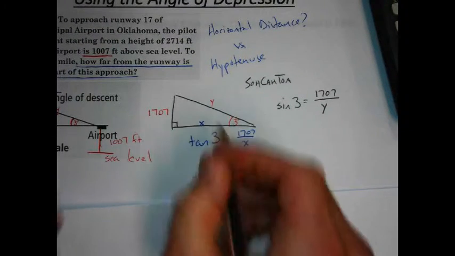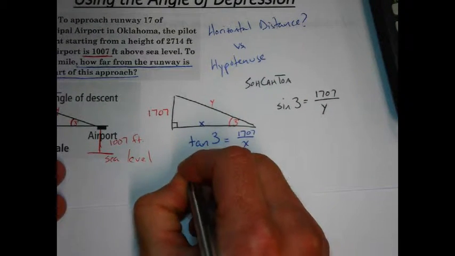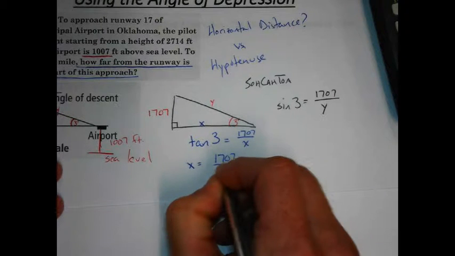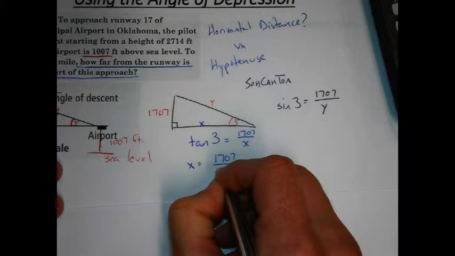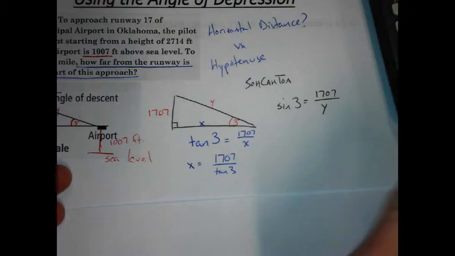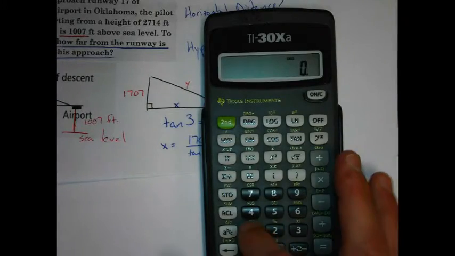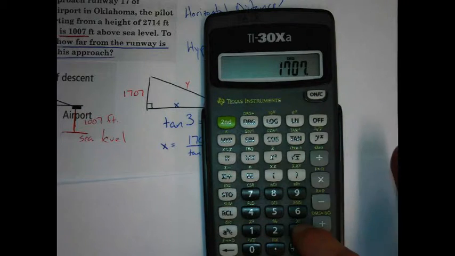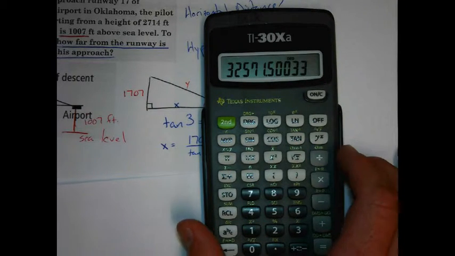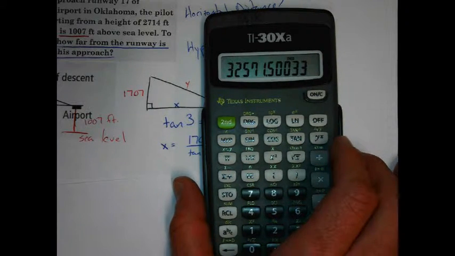So we do our little cross multiplication for the tangent. We find out that x would be 1,707 divided by the tangent of 3. And we can do a little bit of number crunching. So let's do that. 1,707 divided by the tangent of 3, and that would give us about 32,000 feet.